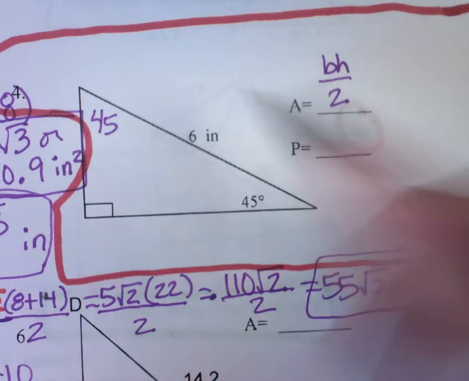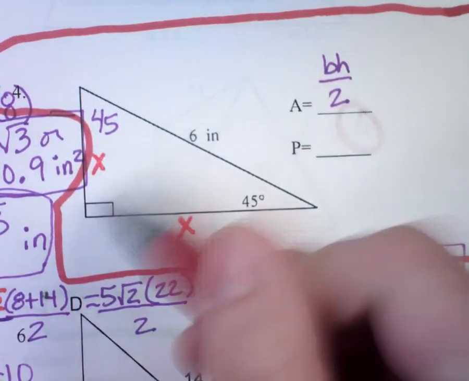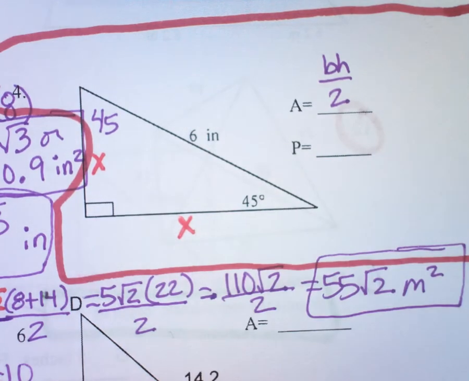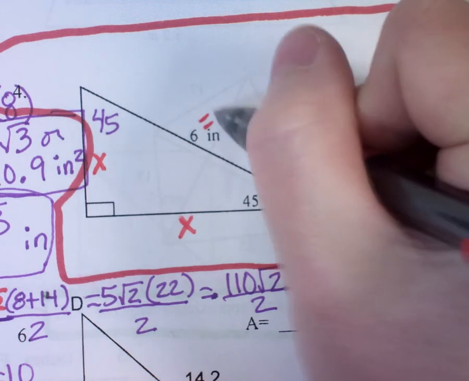It's base times height over 2. Across from the 45s, we label those with x's. And then what do you label across from the 90? x square root of 2. Now, if there's a number there, remember to put an equals between it and the label.